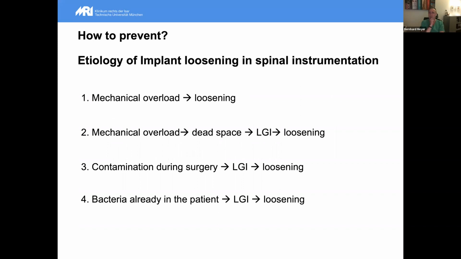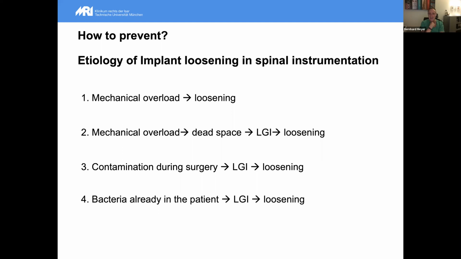Now, the much more difficult question, how to prevent, is obviously related to the etiology of implant loosening. If you see an implant loosening, it might be a simple mechanical overload. But as I told you, among those where we always thought it's just mechanical, 40 to 50% are associated with a biofilm. Some people think that mechanical overload leads to a dead space, and in this dead space you can have a low-grade infection. I don't know if this is true, but obviously a mechanical component adds to any type of implant failure. So you should always try to adhere to the standards of biomechanics if you do a reimplantation.